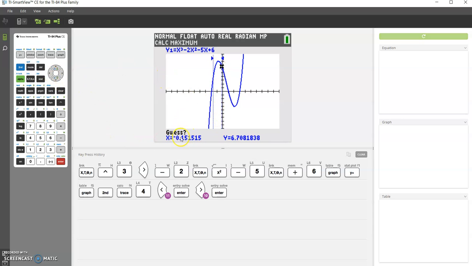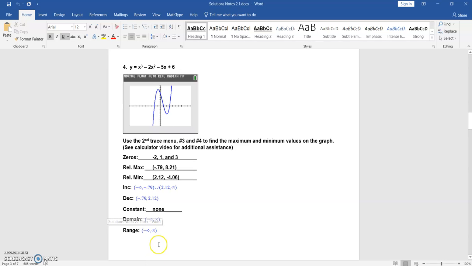And then lastly, it asks you for a guess. What I like to do is just to use my cursor and get myself up as close as I can to that tippy top point, and then hit enter. And then there you see you have your maximum at negative 0.7868, 8.21. And you'll notice in my solution key, I rounded to 2 decimal places instead, sorry. So negative 0.79, and then 8.21.